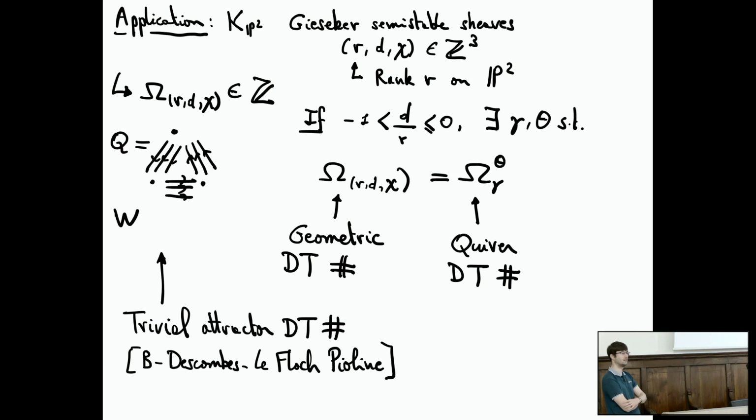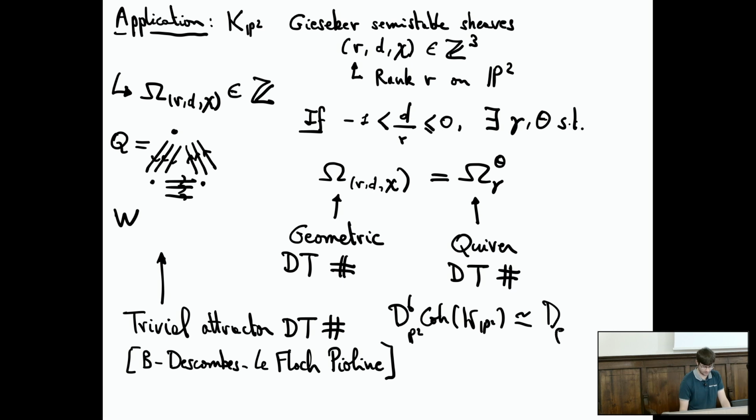Does this equality of geometric and quiver DT invariants come from the equivalence of categories? Yeah, so in some sense, the claim is that the derived category of coherent sheaves on this local P2, maybe supported on P2, is really equivalent to the derived category of finite-dimensional representations of the Jacobi algebra of this quiver with potential. So there is such an equivalence.